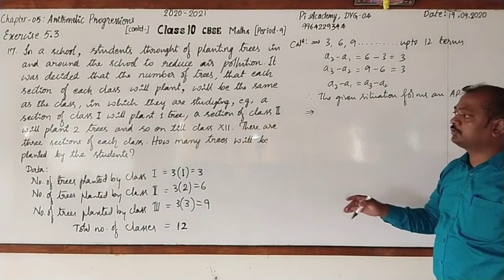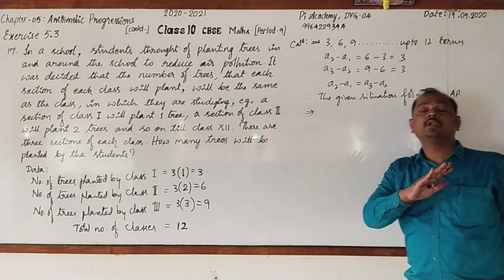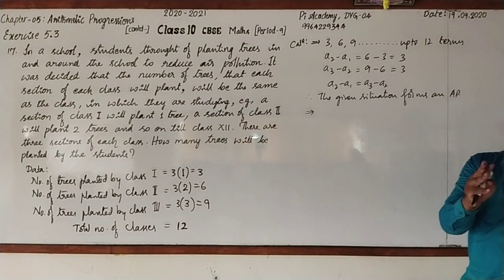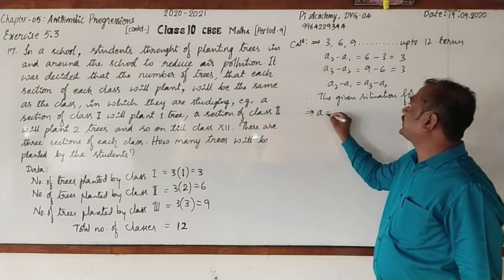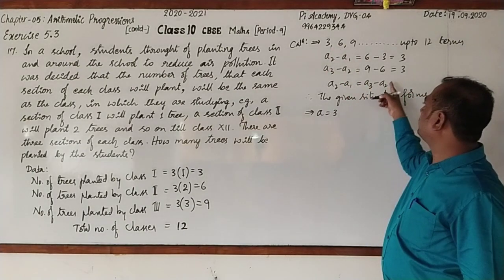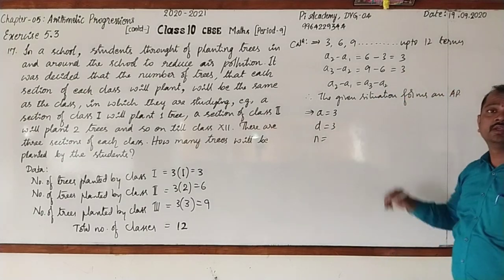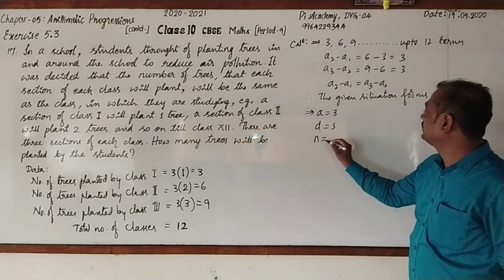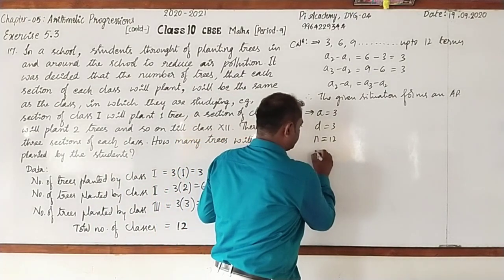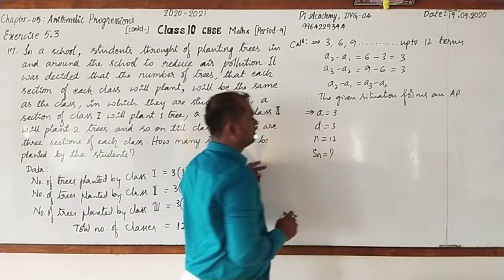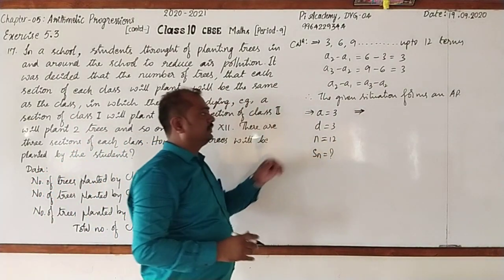If it is so, then we have to find out how many trees will be planted by the students of all 12 classes, each class having 3 sections. Here, let us write. What is the first term? It is 3. Common difference, we have just found out, that is also 3. Then number of terms, total how many classes are there? It is 12. What you are going to find out? It is Sn. Understood? Okay.